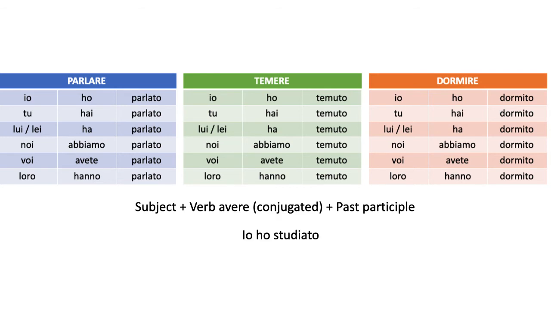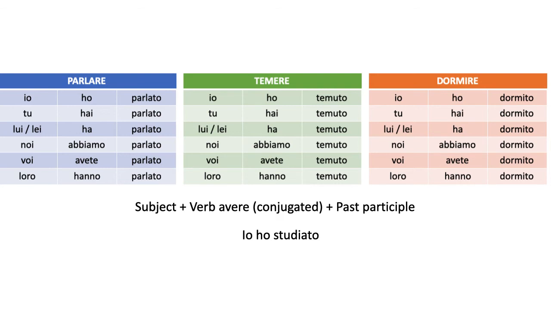So you would go io ho studiato, right? Io is I, ho is the right form of avere for io, and then studiato is the past participle of studiare, right? How did I obtain that past participle? I just followed the rules, right? I got rid of the are and I inserted ato, studiato. Okay?